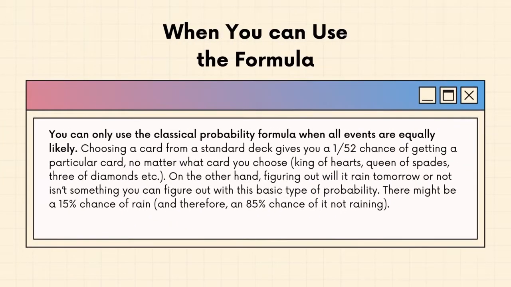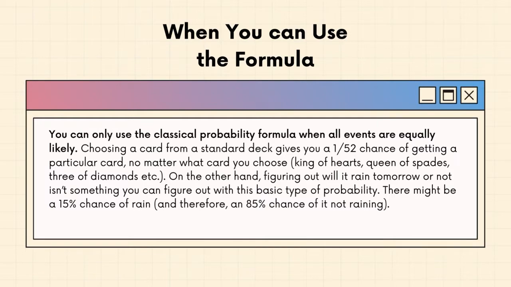You can only use the classical probability formula when all events are equally likely. Choosing a card from a standard deck gives you a 1 in 52 chance of getting a particular card, no matter what card you choose: King of Hearts, Queen of Spades, 3 of Diamonds, or any other.